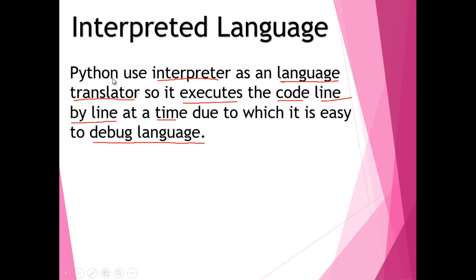As I told you, Python uses an interpreter. Interpreter means a language translator. It executes the code line by line order, due to which it is an easy-to-debug language. So basically the benefit of using it is that debugging is easy in this kind of language.